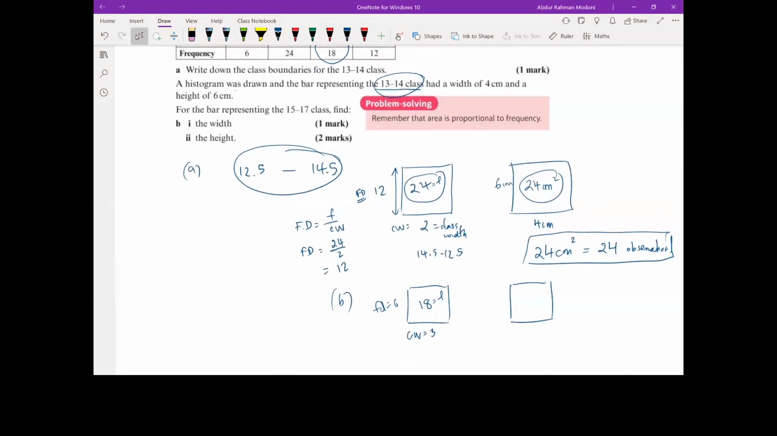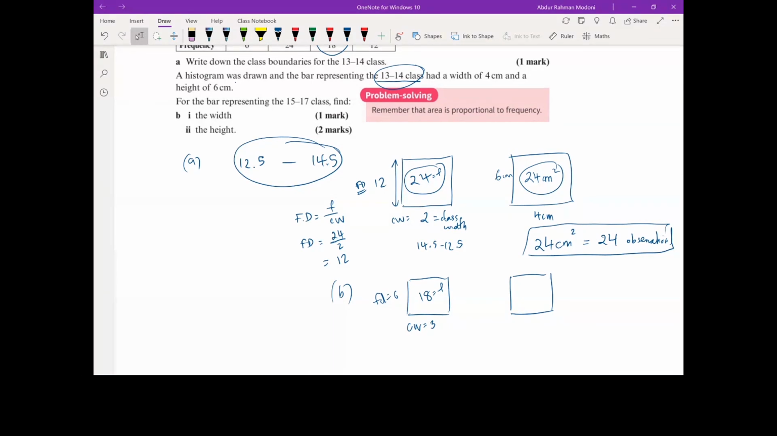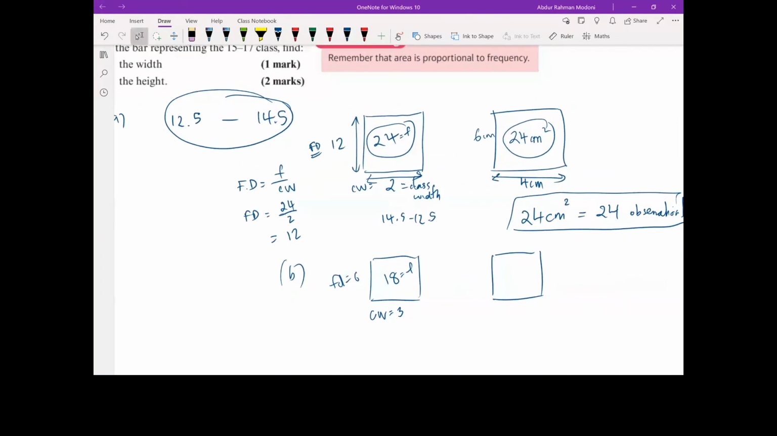Now, we want to go and represent this, and we want to find out its width and its height. So what is going to be its width, first of all? Well, let's take a look at what the previous one was. The previous one had a width of 2 represented by 4 centimeters. So everything's going to be in proportion here. So how do we go from that to that? Well, the class width here is 3 on this one. How do we go to the actual width of that? Let's look at the scale factor. So to go from that 2 to that, it was times by 2.